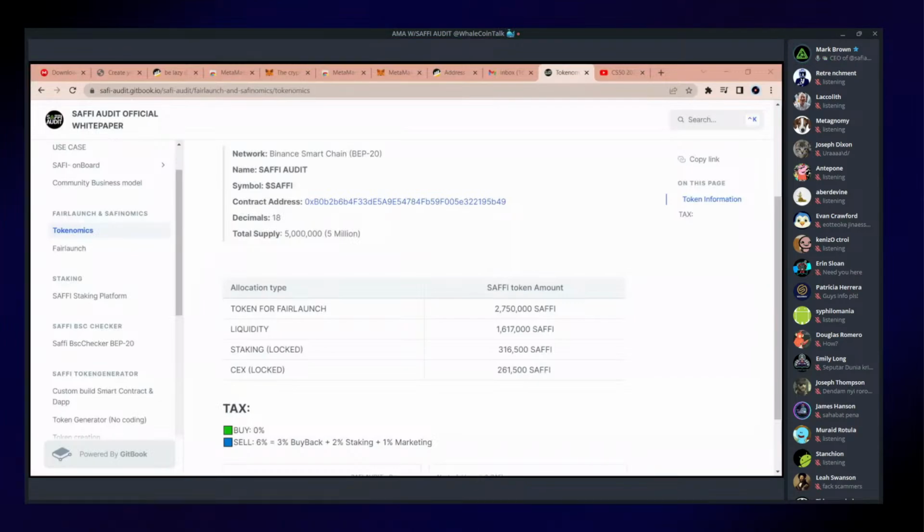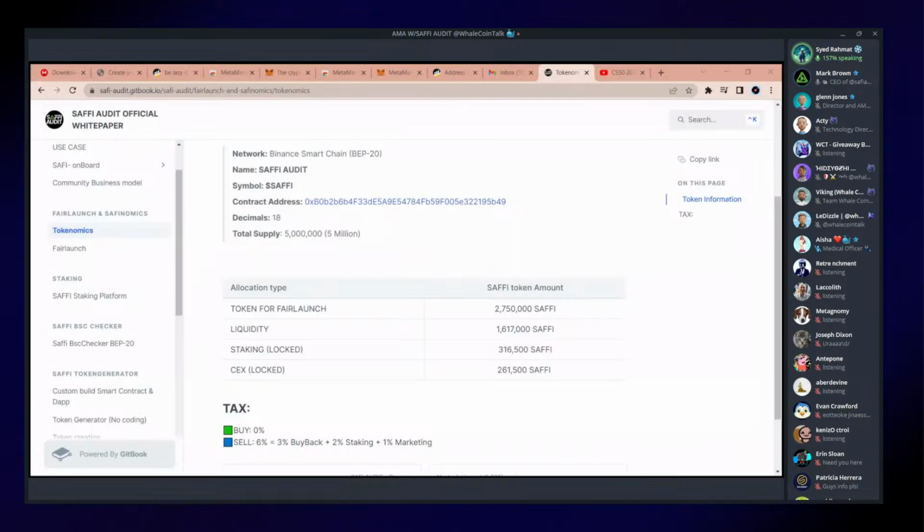Understood. Okay, so auditing will be completely done manually, or will you also be using any auto scanner to find exploits in the contract that can be missed manually?